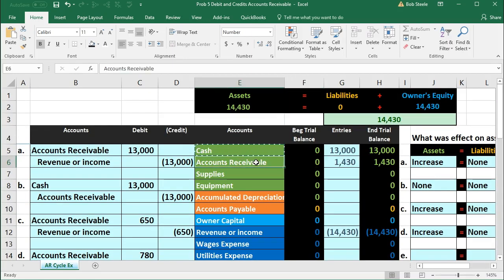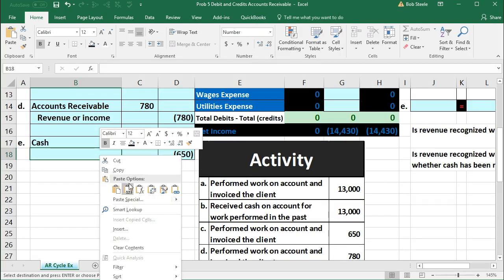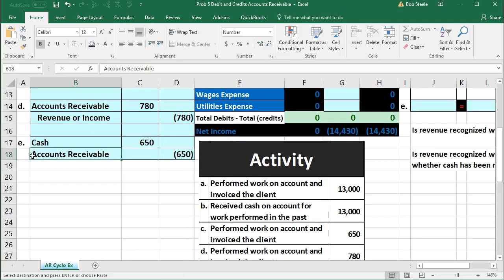So we're going to decrease the receivable. I'm going to copy the accounts receivable. I'm going to paste that here in B18, right click, paste 1, 2, 3. I'm going to double click before the A, spacebar 3 times, and there we have that. Now we know we're going to credit the receivable because we debited cash.